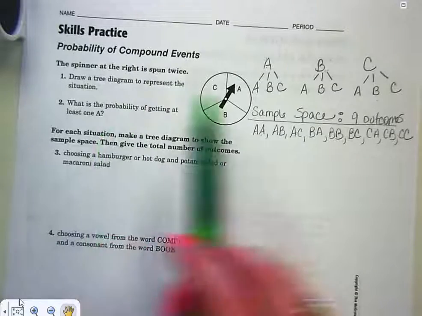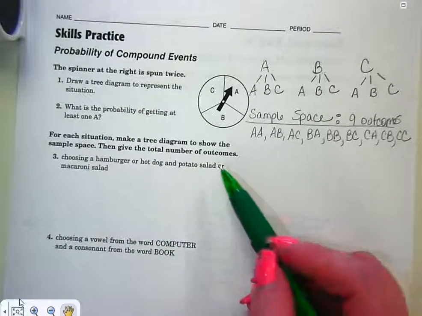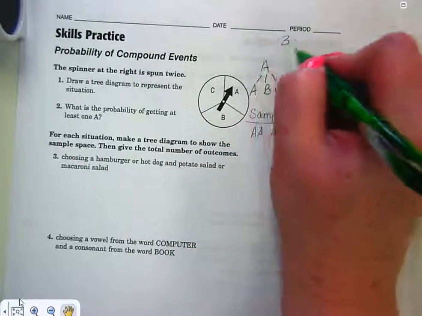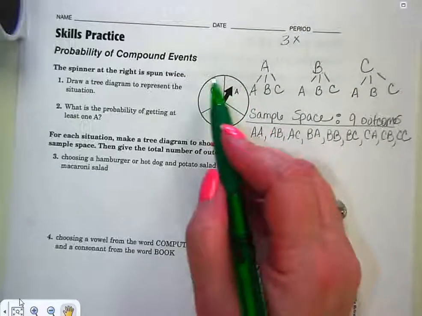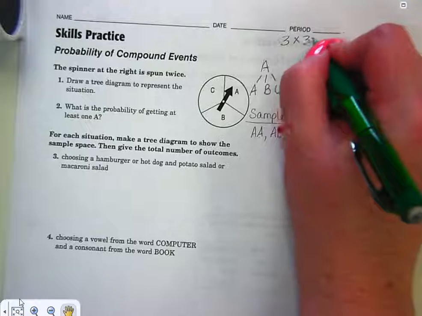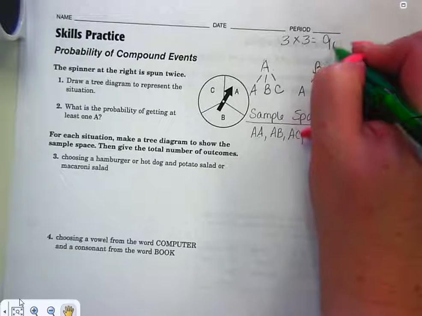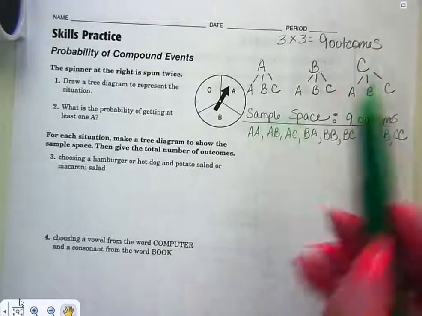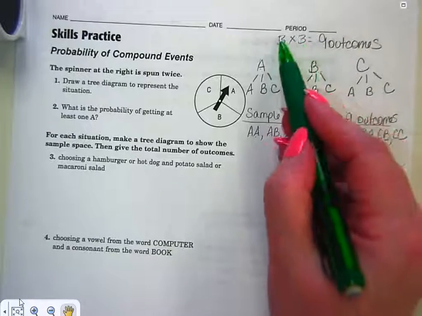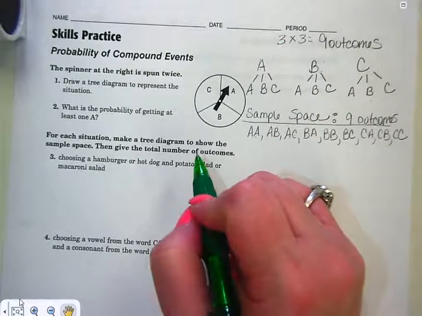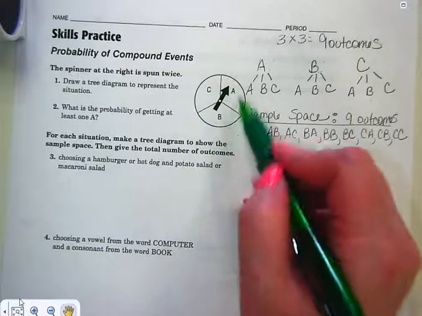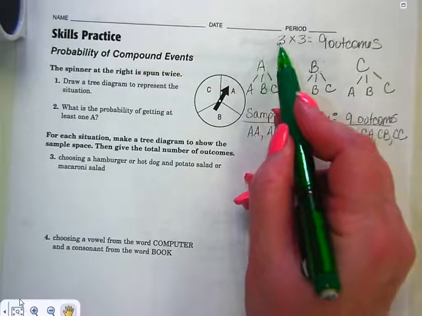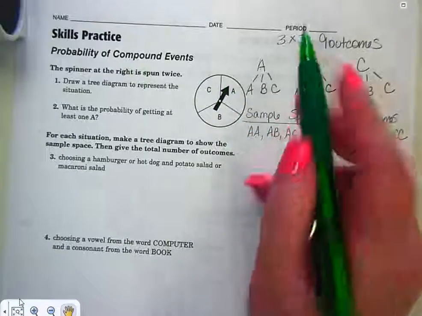All right. Could I have gotten there mathematically? So on the first time I spun it, how many outcomes are there? 3. And the second time you spin it, how many outcomes are there? 3. 3 times 3 is 9 outcomes. So I could have gotten there mathematically. Do you know where I got the 3 and the 3 from? Because how many things are on this spinner? 3. So if I spin it once, there's a possibility it could land on 3 different things. And the second time, there's 3 different things.